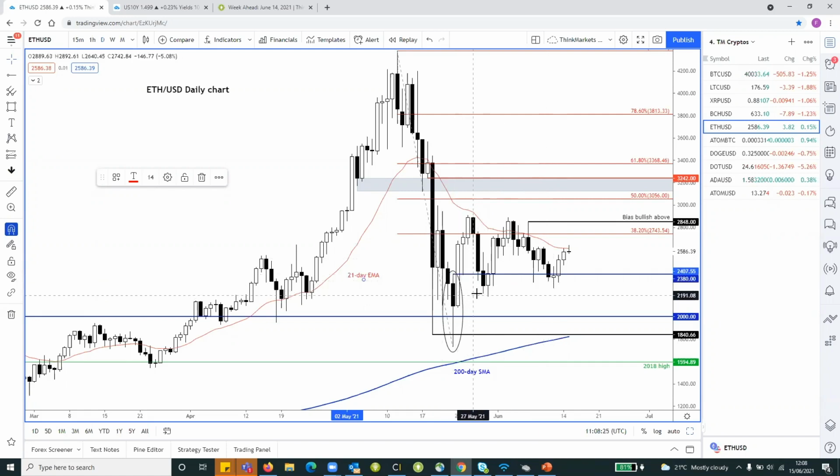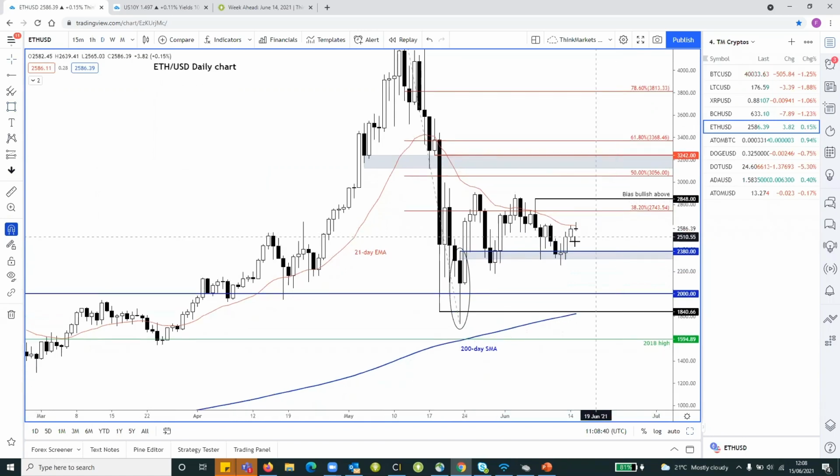So this area needs to hold now, around this area. If we move below that, then I think it's going to be a bearish development. So that's the key support zone in this consolidation area that needs to hold. If we lose that, then we could retest the recent lows and the 200-day moving average.